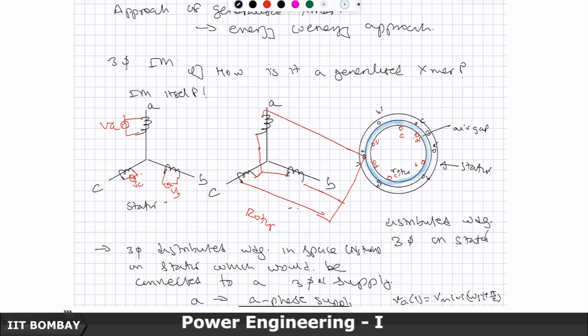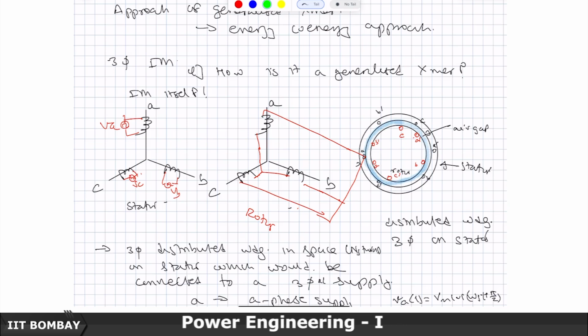So then what happens? You can see that there is a strong mutual coupling between this and this. Their mutual coupling axes are exactly aligned, and so you can just think of A dash of stator and A dash of rotor as one single phase transformer, B dash of stator and B dash of rotor as another single phase transformer, and C dash of stator and C dash of rotor as the third single phase transformer.